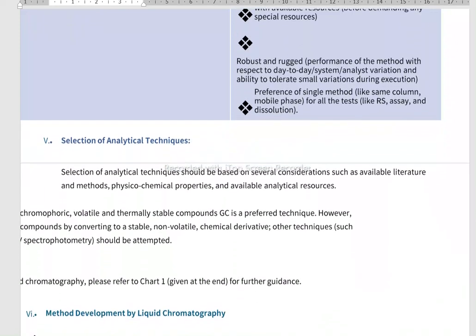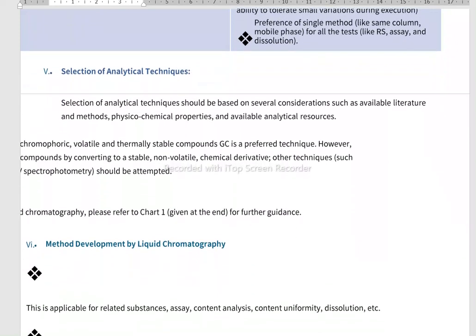The third topic we must know before method development is the selection of the analytical technique. The selection of analytical techniques should be based on several considerations, such as available literature and methods, physicochemical properties, and available analytical resources.